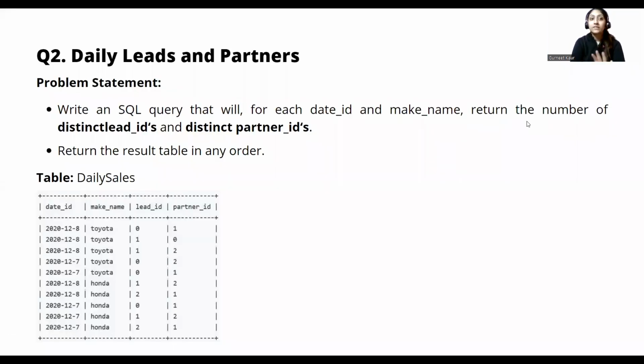Now coming up to our second problem statement, which is daily leads and partners. The problem statement says that we need to write an SQL query that will, for each date ID and make name, return the number of distinct lead IDs and distinct partner IDs, and we have to return the result in any order. To solve this, we'll be using count and distinct functions in our query. You can see that I have a table, daily sales, with the columns date ID, make name, lead ID, and partner ID. Now let's go ahead and understand this problem statement in SQL Server.